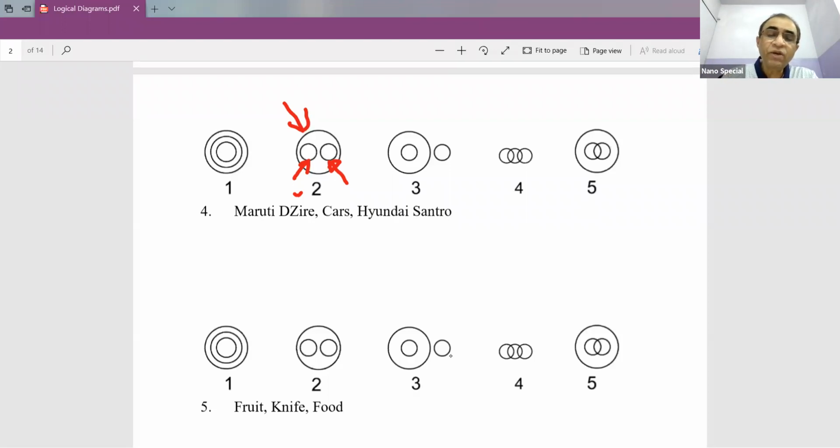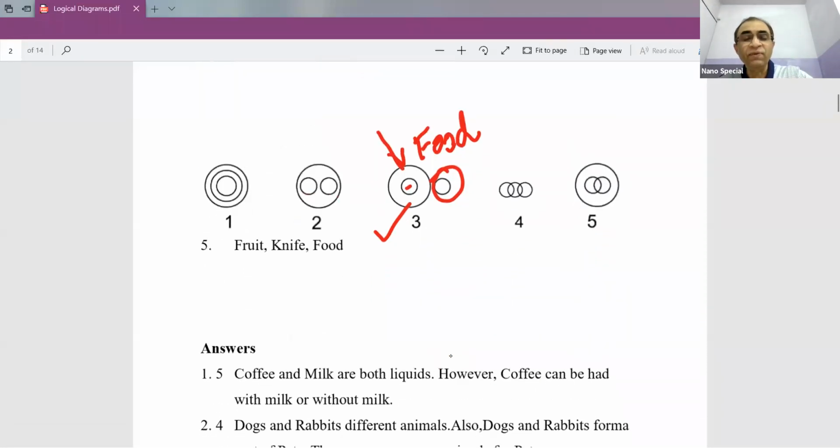Here, if you take fruit, it is part of the set called food. If you take that as food, part of that is fruit, and knife is something which is totally different. It's got nothing to do with food. All right. Okay, so it can be used to prepare food, but it is not part of the set called food. Therefore, answer is 3 and you've all got it right. So you see they're all very simple questions.